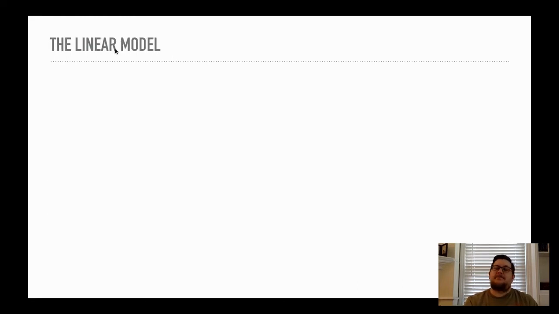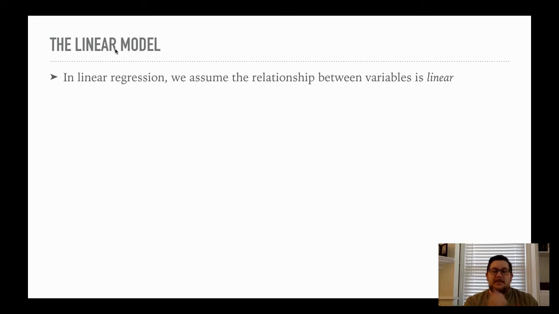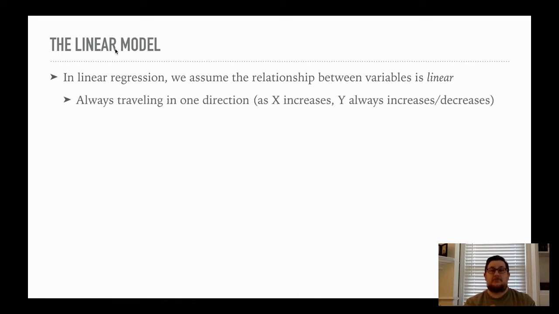So let's dive in. In linear regression, we're assuming the relationship between these two variables in the population is linear. What do I mean by linear? It means it's always traveling in one direction. A line doesn't turn. It keeps going in the same direction, whether as x increases, y increases or decreases. There's no inflection point. It doesn't turn at any point. It's a straight line going in the same direction.